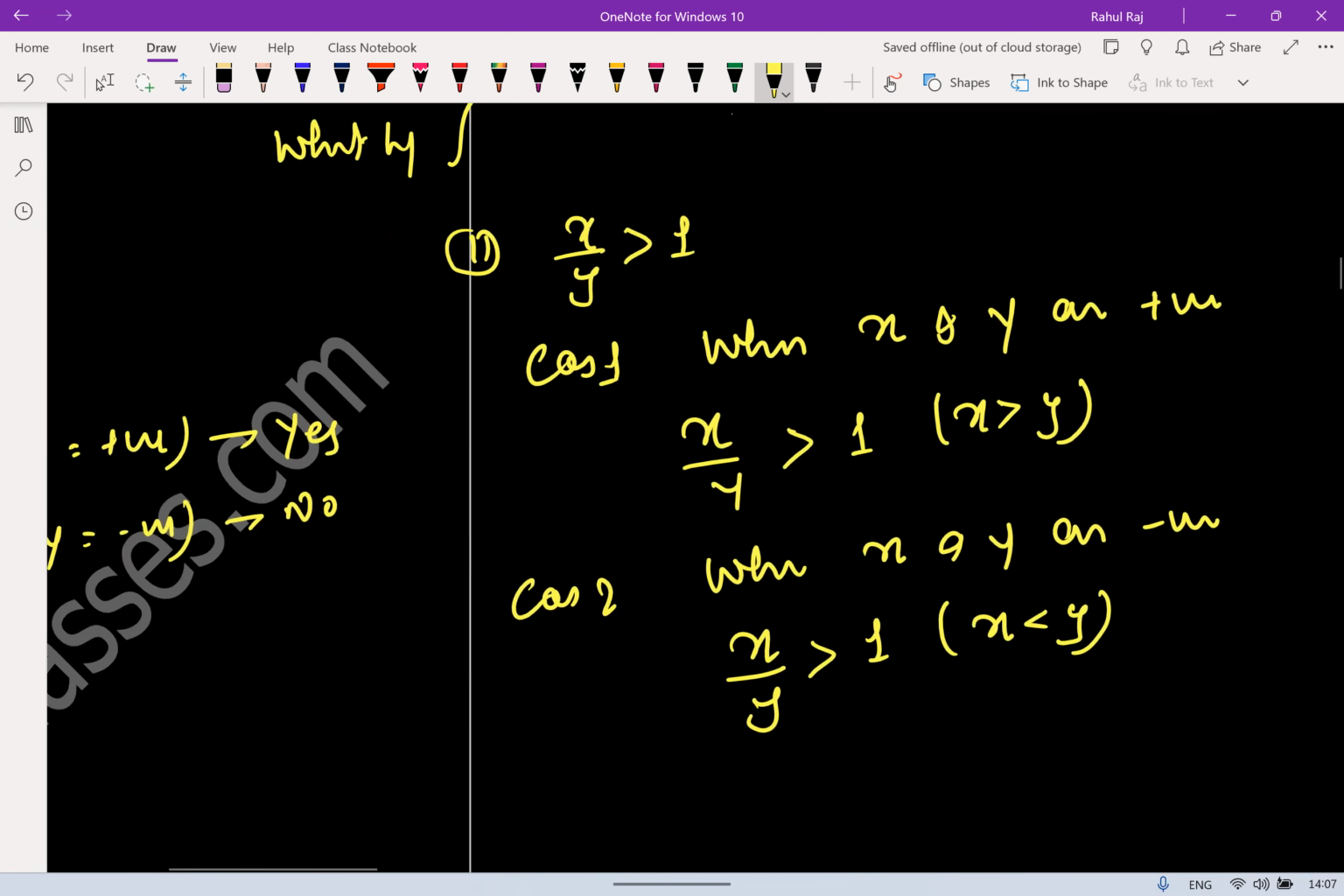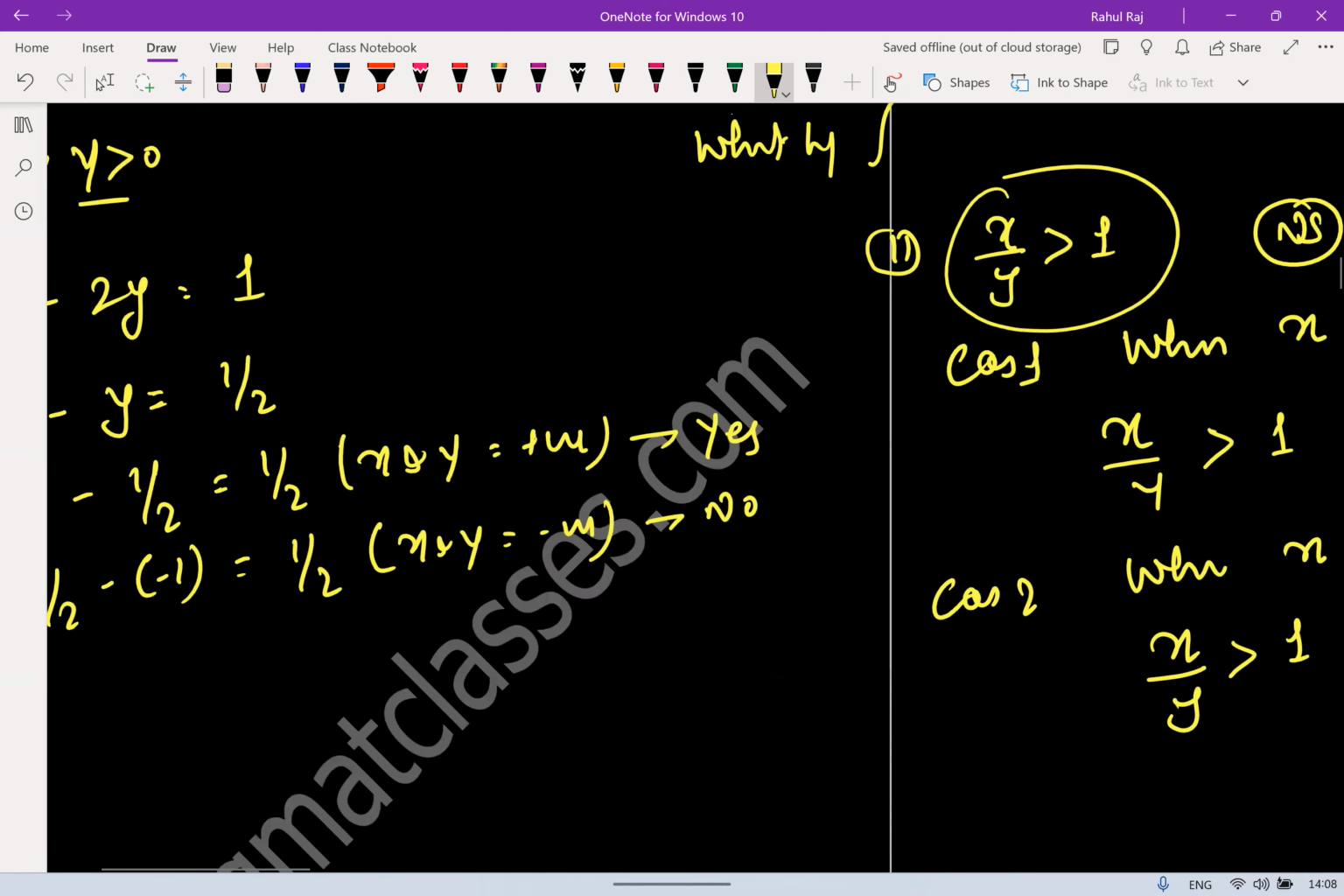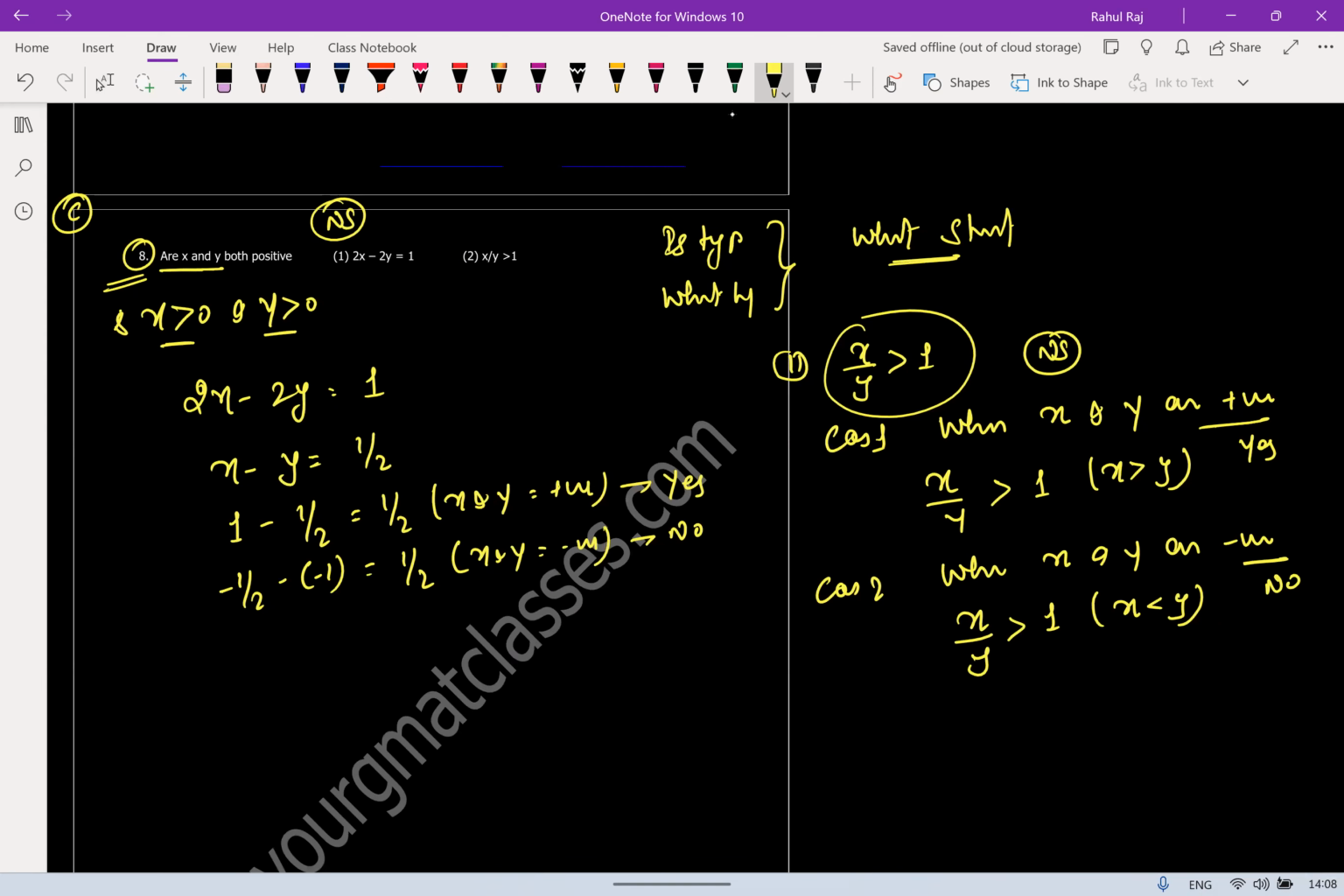Any problem here? So what I see, when x and y are positive, it's a yes situation. When x and y are negative, it's a no situation. And despite that, x over y is greater than 1. So absolutely, this is not sufficient to answer the question. Am I right? And this is a very beautiful question, guys. So option number 1 is not sufficient. Option number 2 is not sufficient. I hope it's clear. Anyone who is not clear with this, please tell. Agreed. Now, how do you combine?